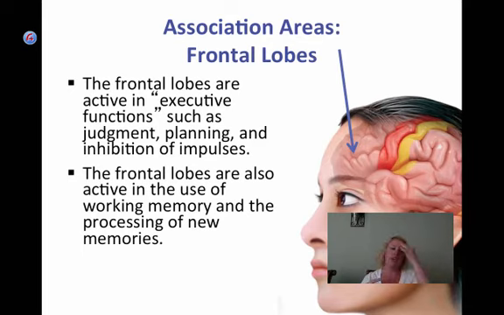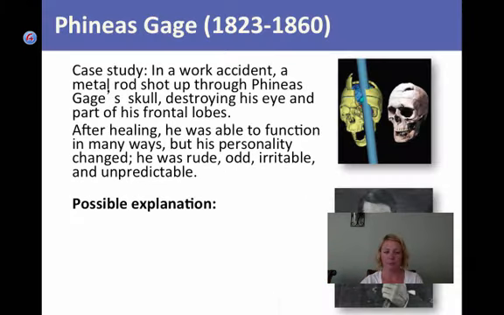So again, whenever we're talking about memory formation, the hippocampus kind of takes it. We work with it in our hippocampus, and the frontal lobe allows us to think about it. It's kind of our conscious area. It allows us to really work with information when we're talking about memory formation as well.